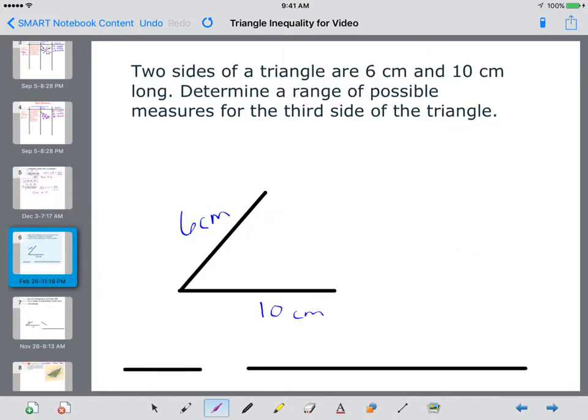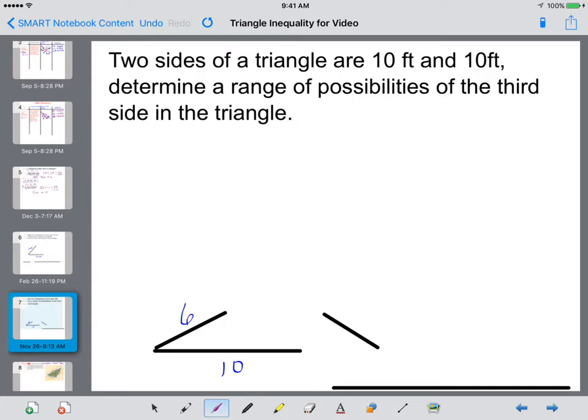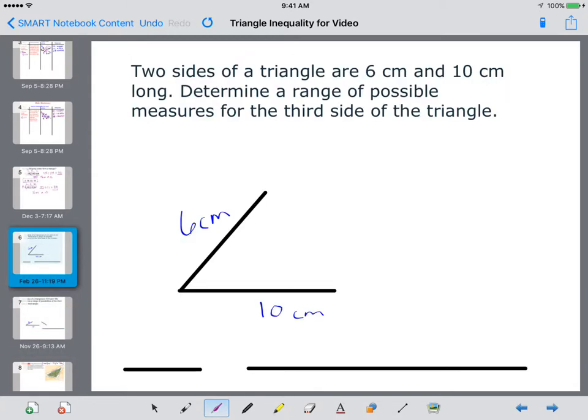A little more complex here. It says two sides of a triangle are 6 centimeters and 10 centimeters. I'm going to go to this slide. Two sides of a triangle are 6 centimeters and 10 centimeters. Sorry about that. Determine a range of possible measures for the third side.